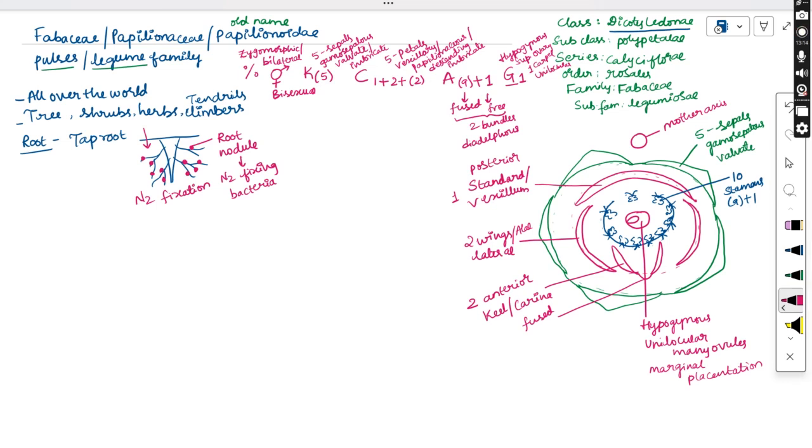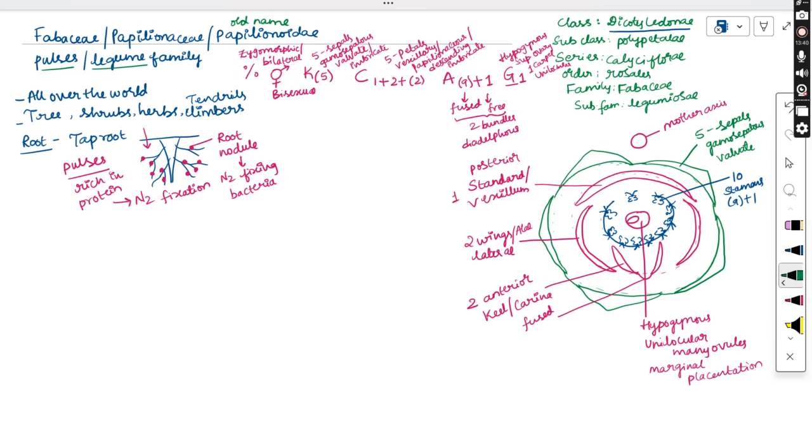And because of this nitrogen fixation, whatever pulses are there, they are rich in proteins. So all the pulses are rich in proteins just because of the nitrogen fixation, and that can be done by the bacteria which is present in the soil and in the root nodules, so that the plant can form more amount of protein. So this is another feature for it.